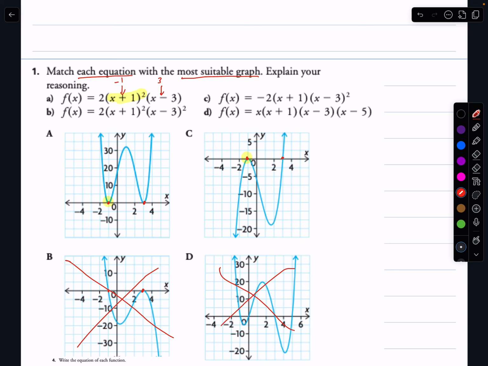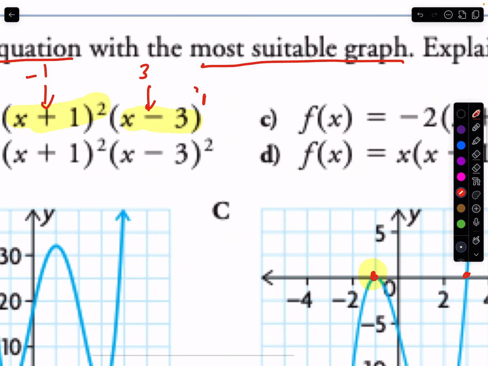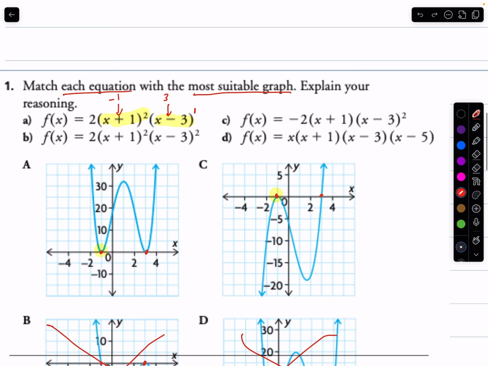The third thing I got to look at is the 3. So the next intercept, okay, at 3. What degree is this factor? This factor is technically degree 1, right? This factor is degree 1. So what does that tell us? That tells us that at 3, it should be straight. So if you look, over here, it's a bounce, but over here, it's straight. Therefore, I know that C is the right answer.